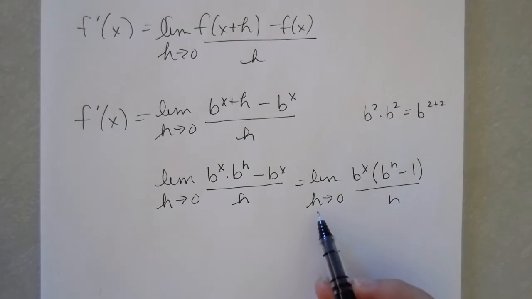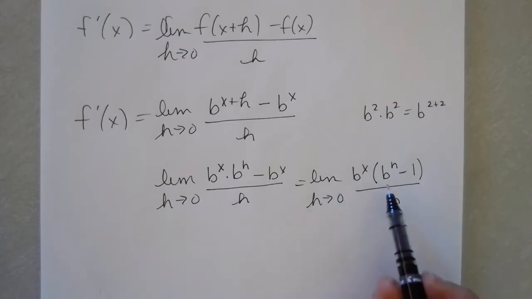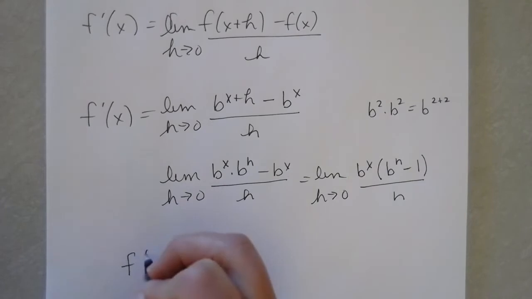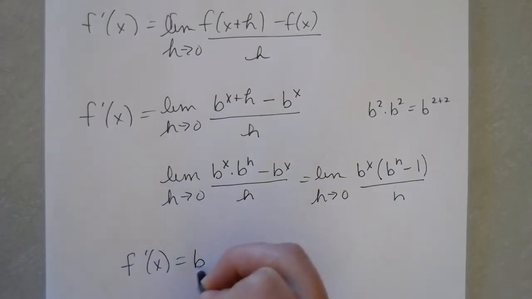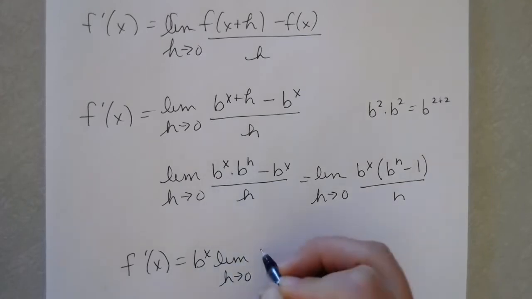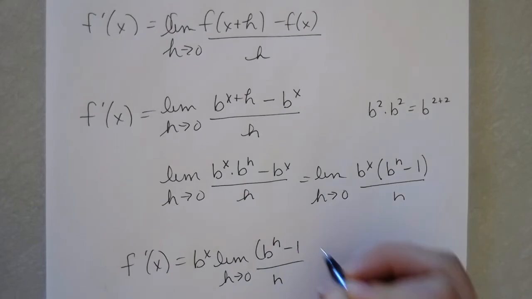Now, my limit here is as h approaches 0. This b to the x doesn't have any bearing on h, so I can pull the b to the x out front. So now we have f prime of x equals b to the x times the limit as h approaches 0 of b to the h minus 1 over h.